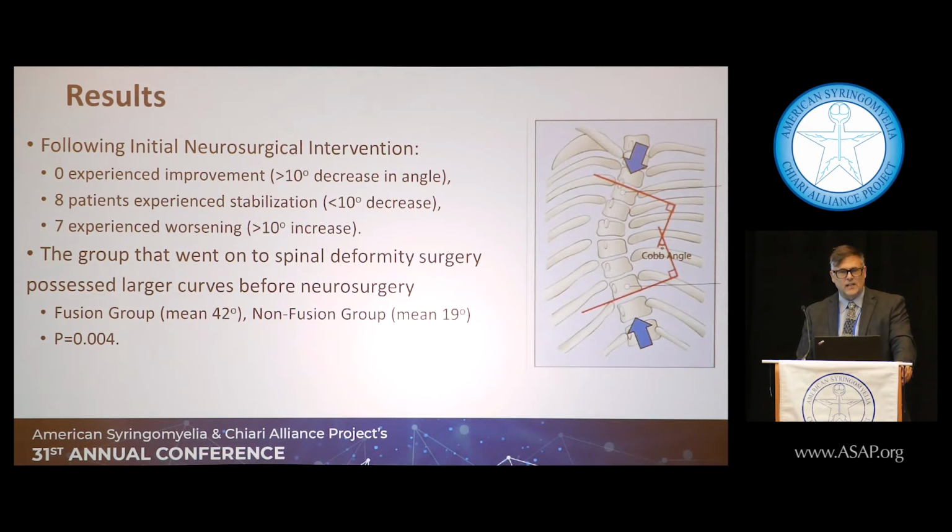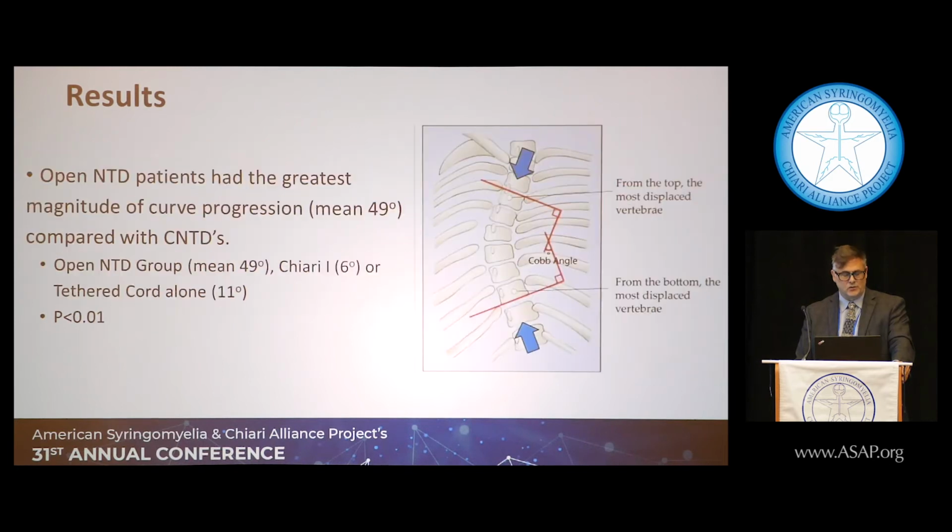We did find out that the groups that ended up needing fusion had a worse curve at the start than the others. So before they underwent the initial neurosurgical procedure, they had a worse curvature of their spine than the patients that didn't need fusion.